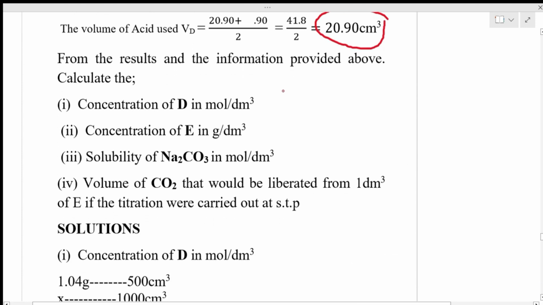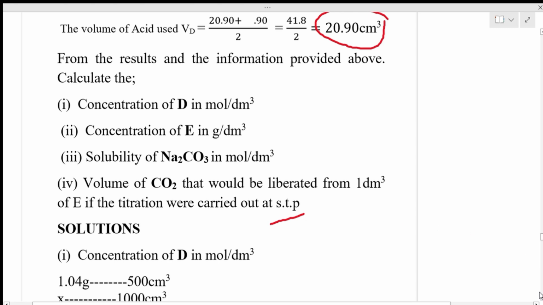From the result and information provided above, calculate the concentration of D in mole per dm³. That's question number 1. Concentration of E in gram per dm³ and solubility of Na2CO3 in mole per dm³. Volume of CO2 that will be liberated from 1 dm³ of E in the titration when we are trying to carry out at STP. Remember, at STP.